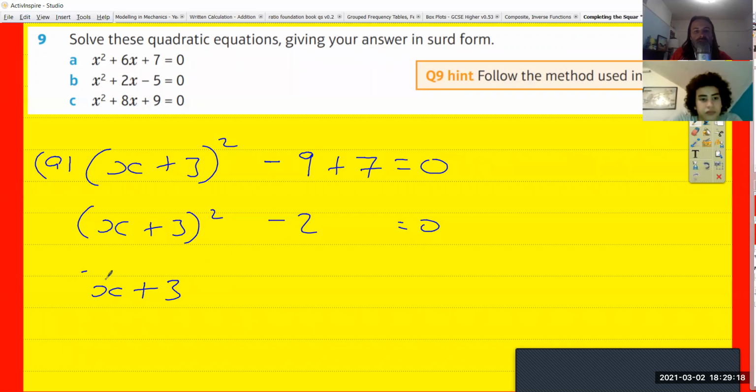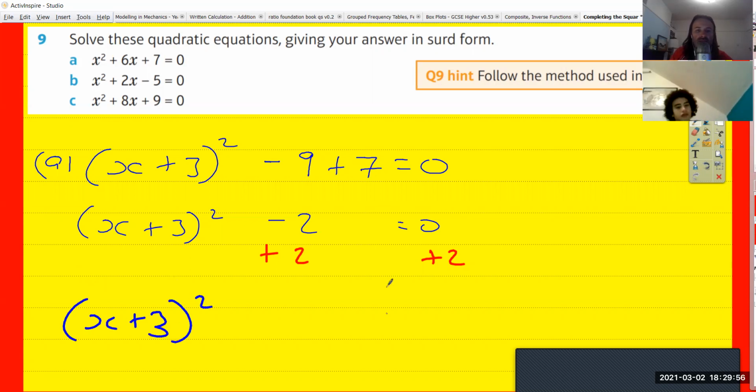Don't do that. Are you square rooting while this is still negative? Oh, x plus 3 plus 2. No. So I'll just do one thing at a time. Bring that to the other side. So x plus 3 equals 2. Well, x plus 3 squared equals 2.